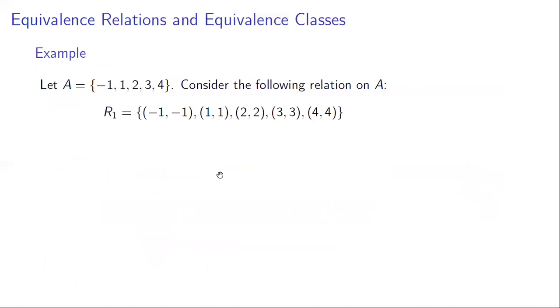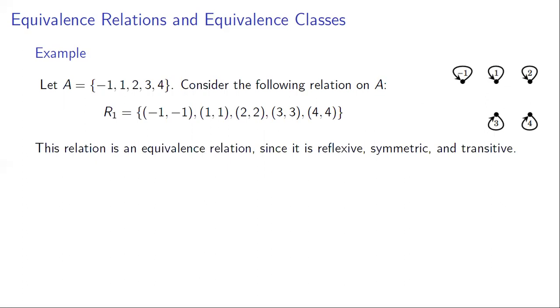Let's look at some more examples. Again, same set A. Now let's consider a different relation on A. We'll call this R1, and here's the diagram of the relation. We have all 5 elements of A, and each element is only related to itself. So -1 is related to -1, 1 is related to 1, and so on. This is an equivalence relation because it is reflexive, symmetric, and transitive. It seems obvious that it's reflexive, right? Every element is related to itself.